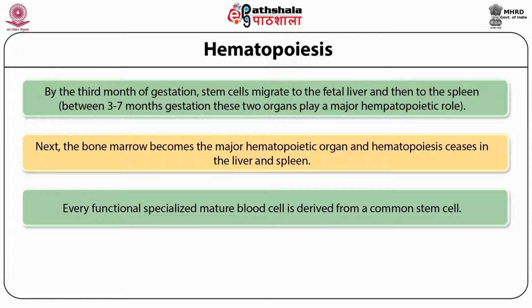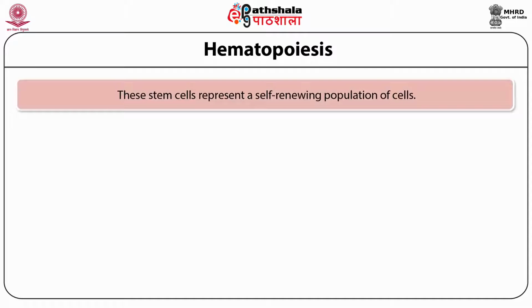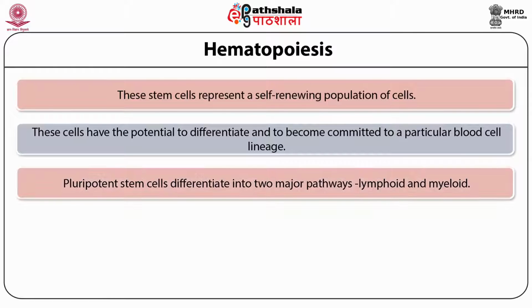Every functional and specialized mature blood cell is derived from a common stem cell. These stem cells are therefore pluripotent. These stem cells represent a self-renewing population of cells. These cells have the potential to differentiate and to become committed to a particular blood cell lineage. Pluripotent stem cells differentiate into two major pathways, lymphoid and myeloid.